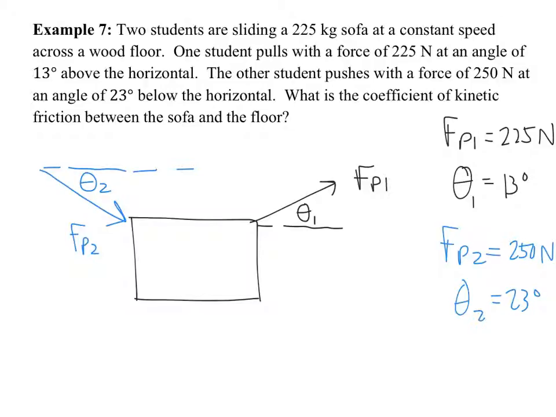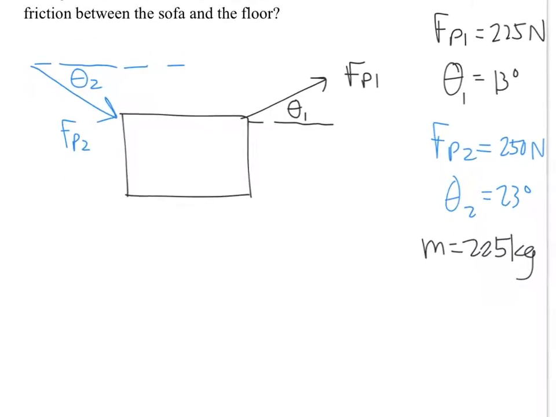So we've got this scenario that's happening, and we have to think about the fact that they're both pushing or pulling at angles. So what we can do is break these into components, okay? Now, there's other stuff happening. We know the mass is 225 kilograms. We have the forces labeled. We have the angles labeled. What other forces act on this object? What other forces do we have acting on this object? Caroline, give me one. Gravity.